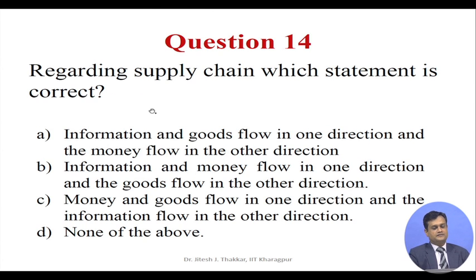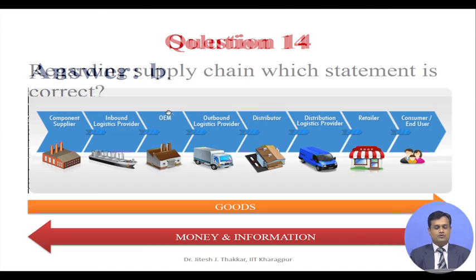Question 14. Regarding supply chain, which statement is correct? A, information and goods flow in one direction and the money flows in the other direction. B, information and money flow in one direction and the goods flow in the other direction. C, money and goods flow in one direction and the information flows in the other direction. D, none of the above.